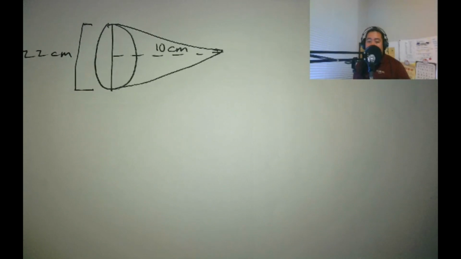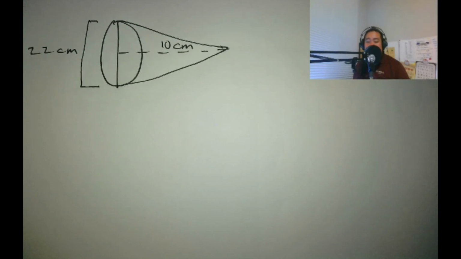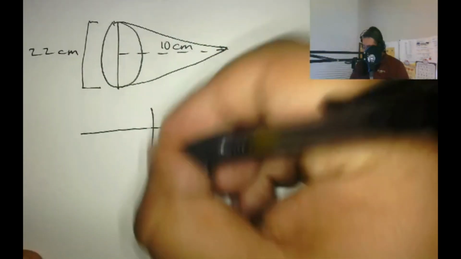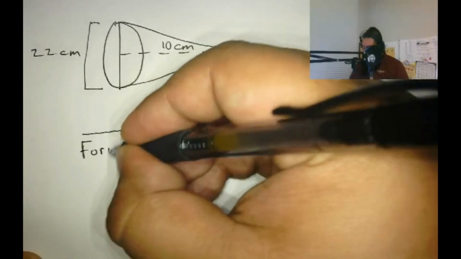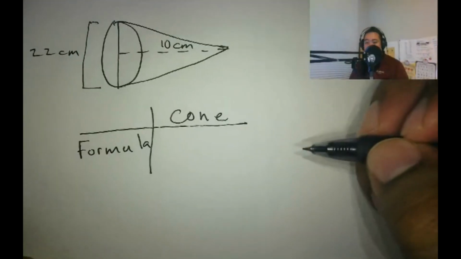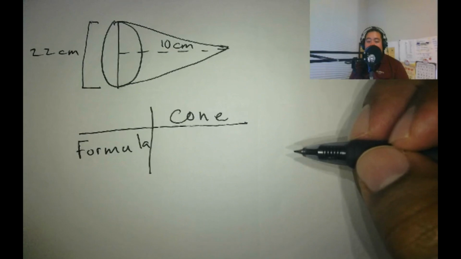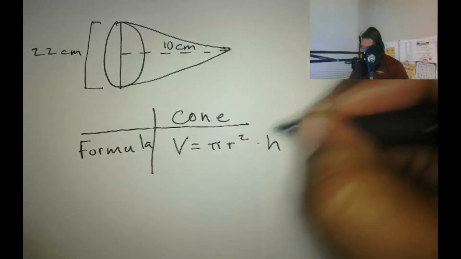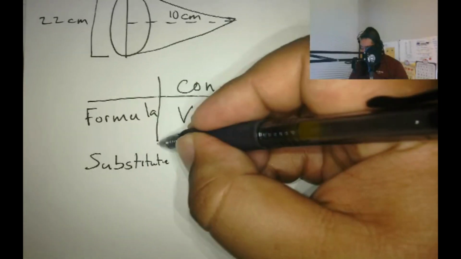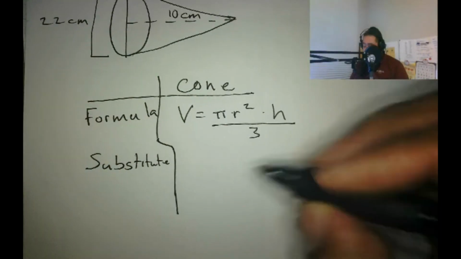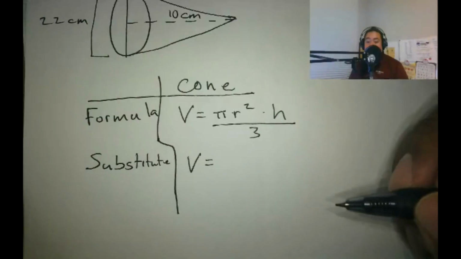So when I'm looking for the volume of anything, the first thing I like to start off with is my table. And the formula for my cone is pi r squared times the height, all divided by 3. So now we're going to go ahead and substitute. Again, I'm looking for the volume of this whole thing, so the letter V is just going to stay V because I'm still looking for volume.